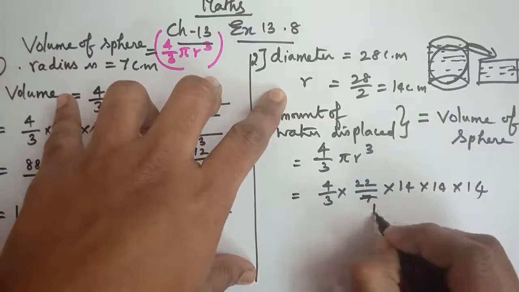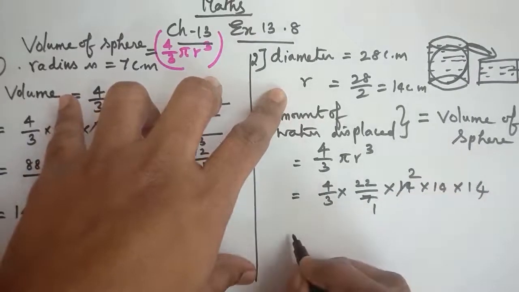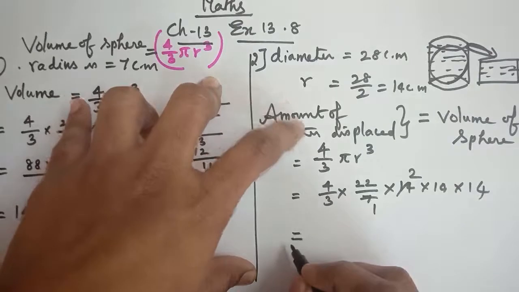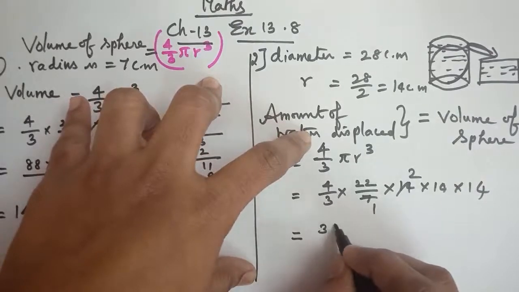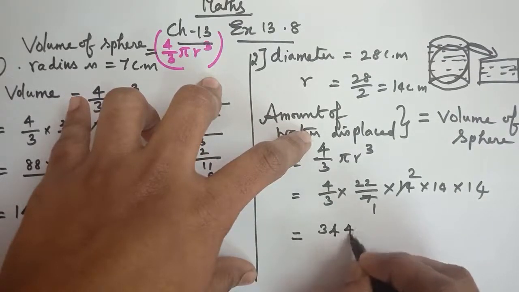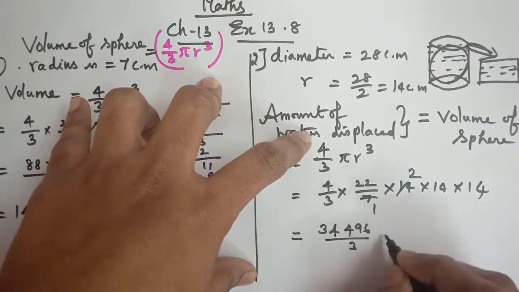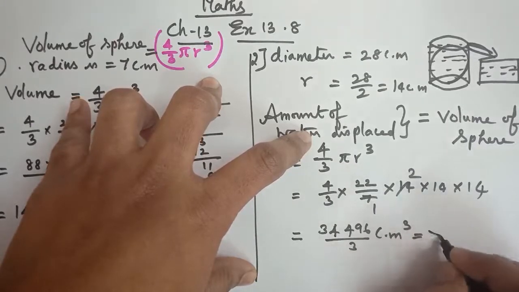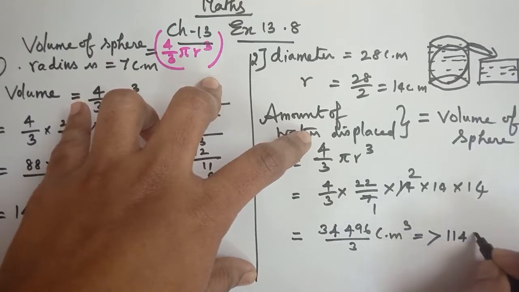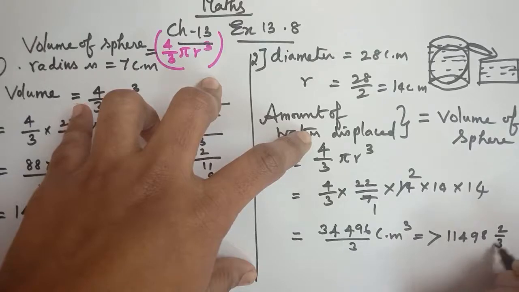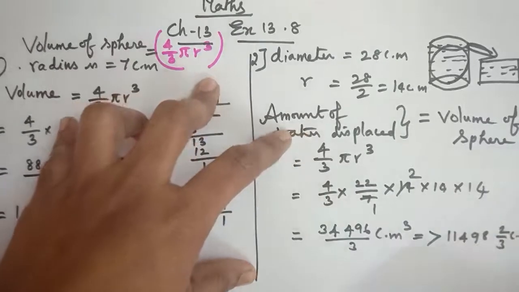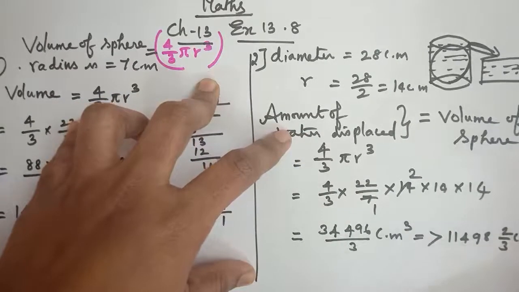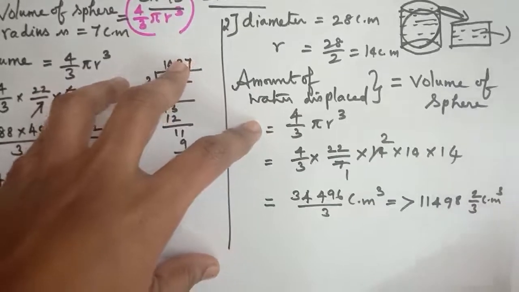Okay, here 172. Then students listen. If you simplify it, then you can get the answer 34,496 divided by 3 centimeter cube. At last you have got 11,498 2 by 3 centimeter cube.